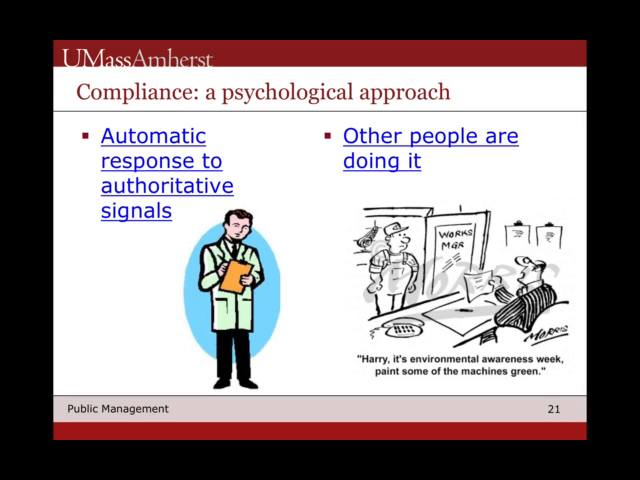Another one that I mentioned before is when you can somehow send a signal that other people are already complying with the request. So you want to be careful to avoid just painting the machines green. But the idea is that once you get people to buy into the idea that it's a norm, that other people are doing it, and that you're the right type of person if you do it too, that can be a very powerful motivator of compliance.